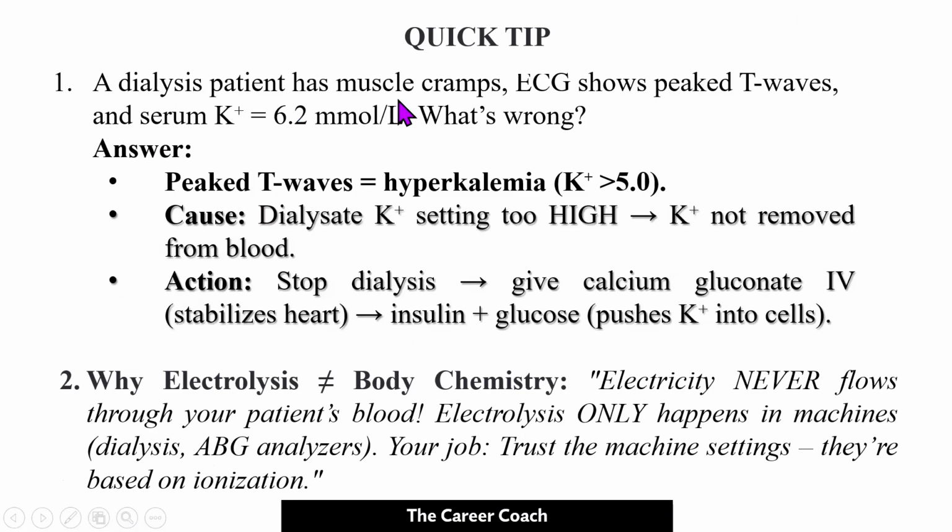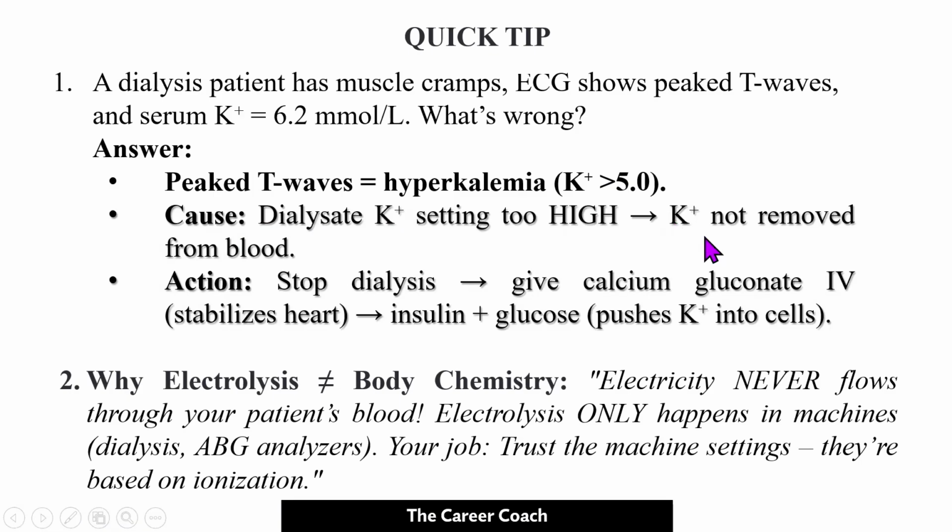A dialysis patient has muscle cramp. An ECG machine shows peaked T waves and serum potassium is equal to 6.2 millimoles per liter. What is wrong? Here is the answer to the question. Peaked T wave indicates hyperkalemia. Hyperkalemia is indicated when potassium ion is greater than 5.0 millimoles per liter. What is the cause? Dialysate potassium setting was too high.